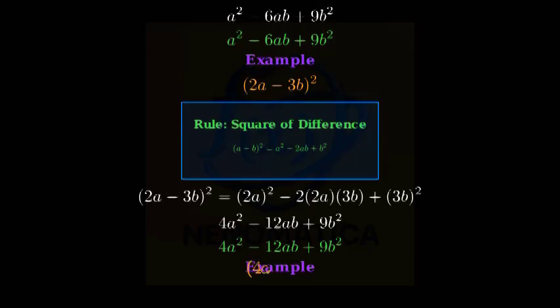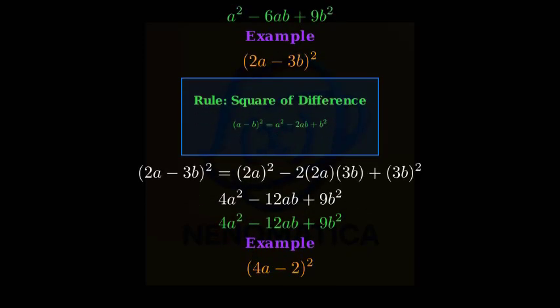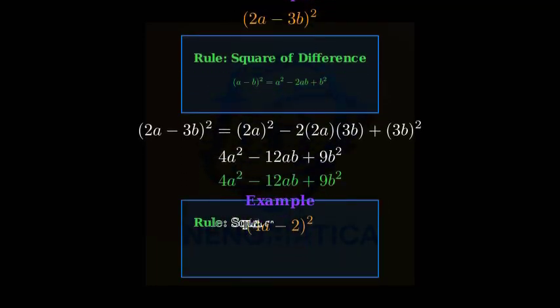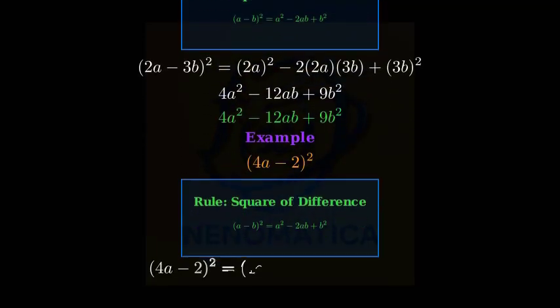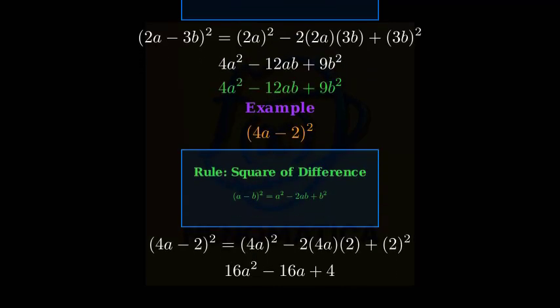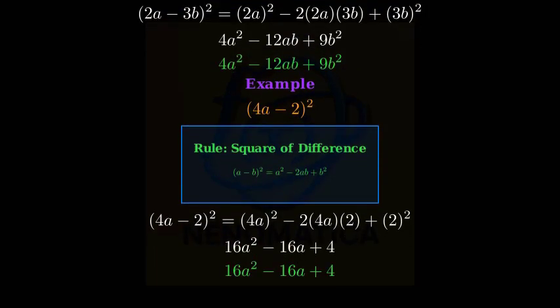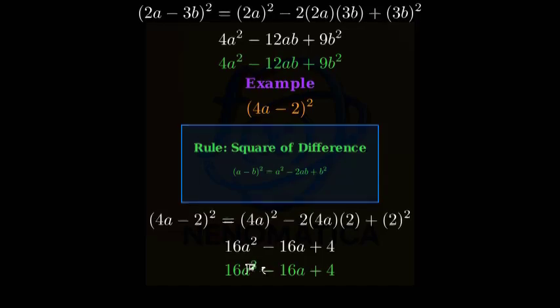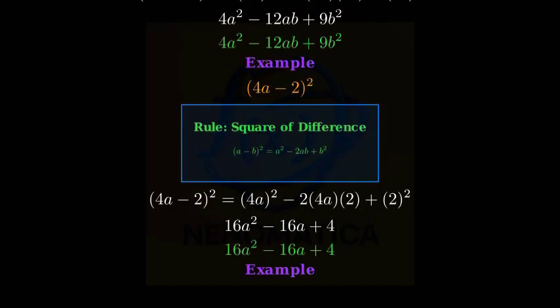Let's look at our fourth example from the problem. Now we'll expand 4a minus 2 squared. For this expression, we'll use the square of difference identity again. According to our identity, we'll substitute a with 4a and b with 2. This gives us 4a squared minus 2 times 4a times 2 plus 2 squared, which is 16a squared minus 16a plus 4.